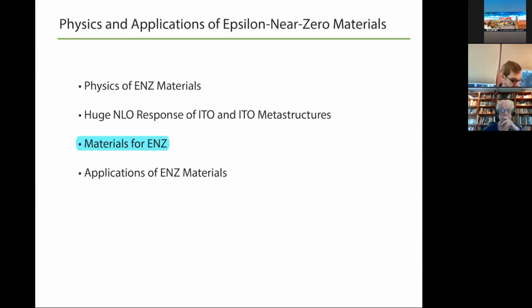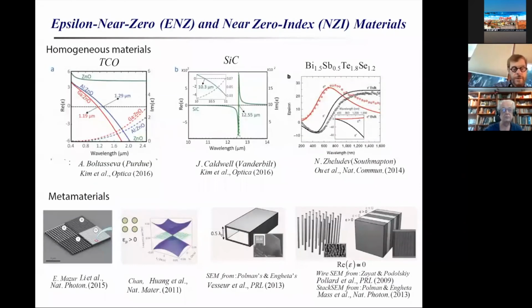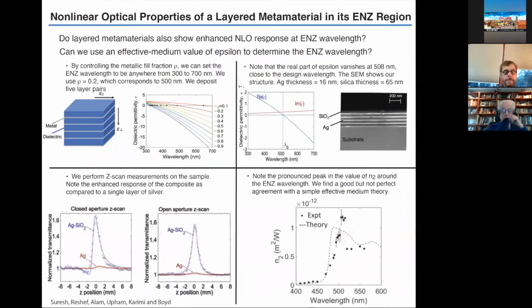Okay, now materials for epsilon near zero. I'm short on time, so I'm just going to go quickly through it. First of all, my group is not the only people who thinks that this is important. So here's just a brief summary of material systems that people have used to study near zero index effects in photonics. Now, here's some of my own work.